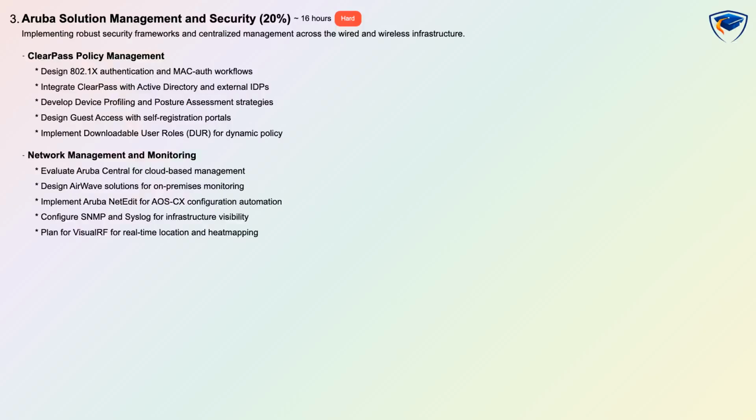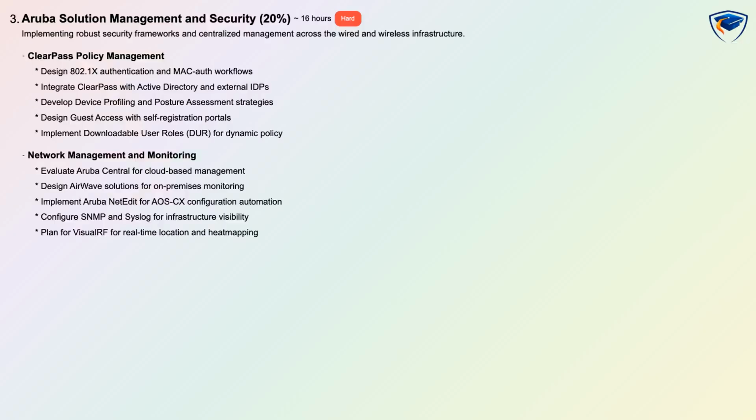Aruba Solution Management and Security is 20% of the exam, marked hard, and combines conceptual and scenario questions with an estimated 16 hours of study. You will implement robust security frameworks and centralized management across wired and wireless infrastructure, starting with ClearPass policy management for 802.1X and MAC auth workflows, integrating ClearPass with Active Directory and external identity providers, building device profiling and posture assessment strategies, and designing guest self-registration portals and downloadable user roles.